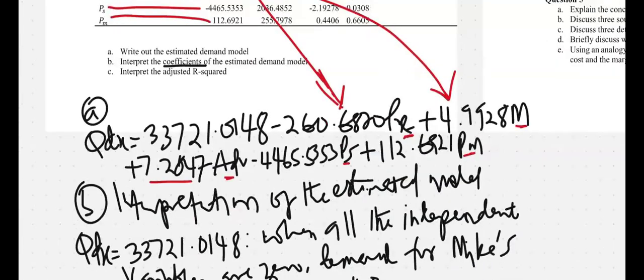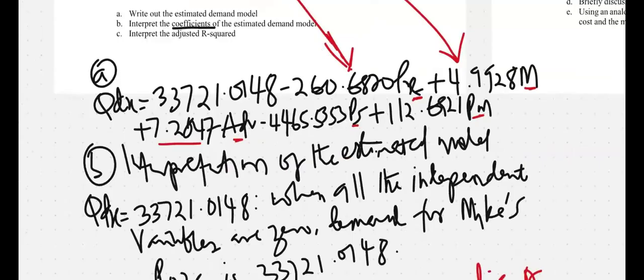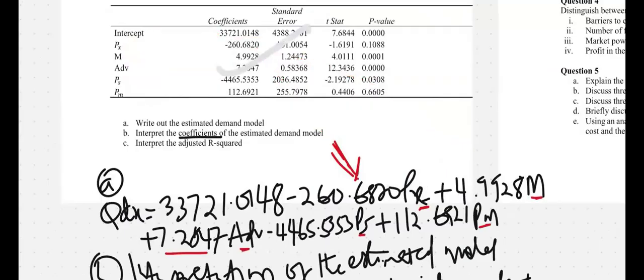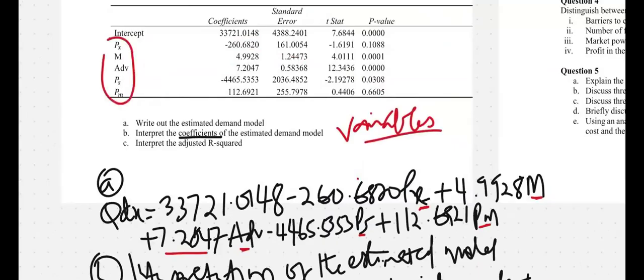Now the B says we should interpret the coefficient of the estimated demand model. Since the question says we should interpret the coefficient, it means I'm going to interpret every coefficient written there. Assuming the question had said, interpret the variables, these are not the coefficients but the variables, it means you're only going to cater for the PX to PM. But it says you should interpret the coefficients, meaning the intercept is inclusive.